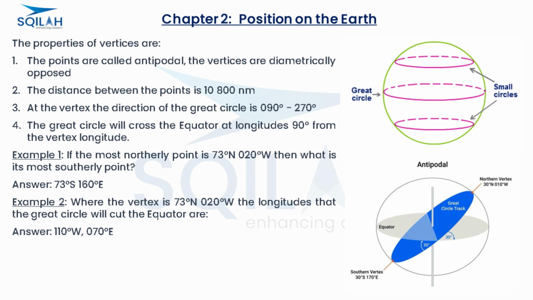Example 1. If the most northerly point is 73 degrees north 20 degrees west, then what is its most southerly point? Answer: 73 degrees south 160 degrees east. Example 2. Where the vertex is 73 degrees north 20 degrees west, the longitudes at which the great circle will cut the equator are? Answer: 110 degrees west and 70 degrees east.